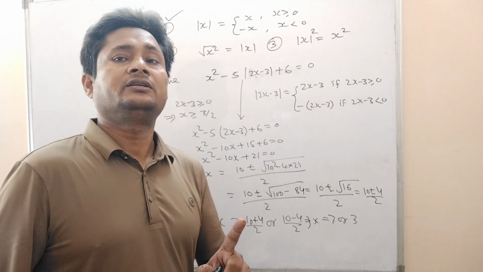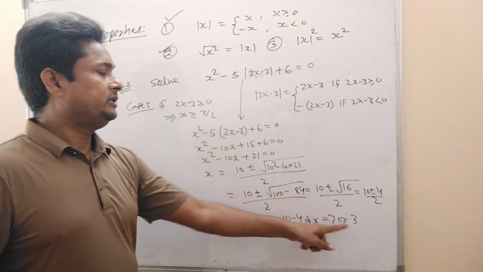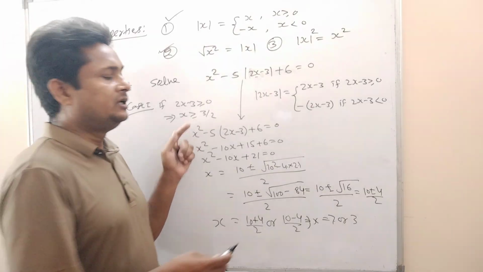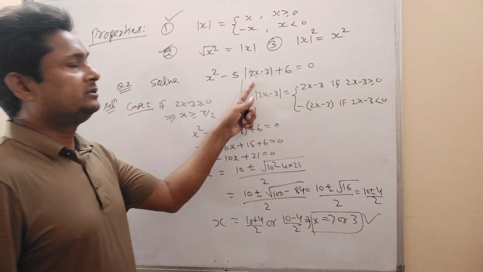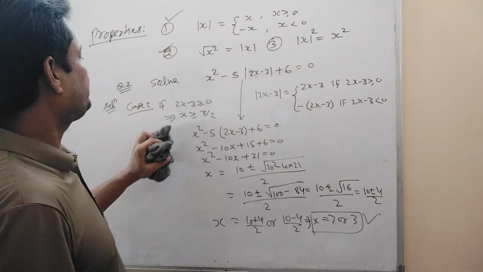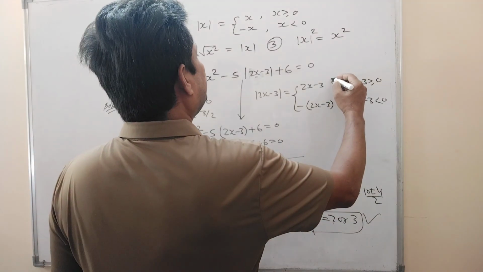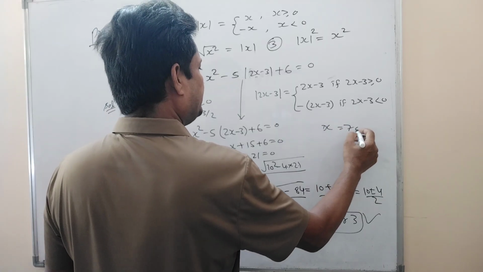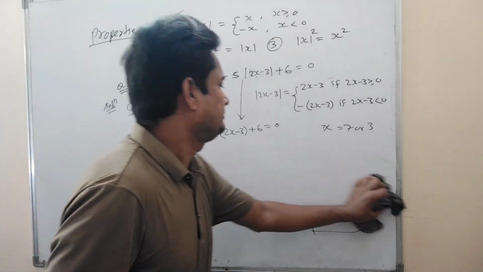But these answers should belong to this interval. So 3 and 7 both lie in the interval x greater than or equal to 3 by 2. So these two answers are correct. These two answers are the solution in case 1. So I am writing the answer in case 1: for this case, x is equal to 7 or 3. Now we can use case second.